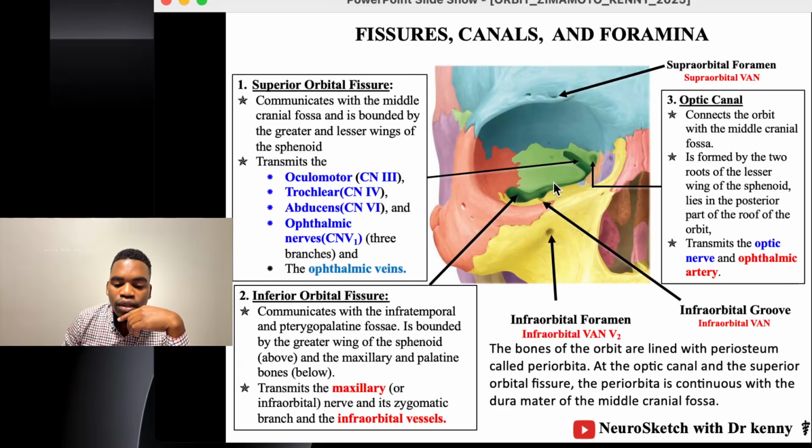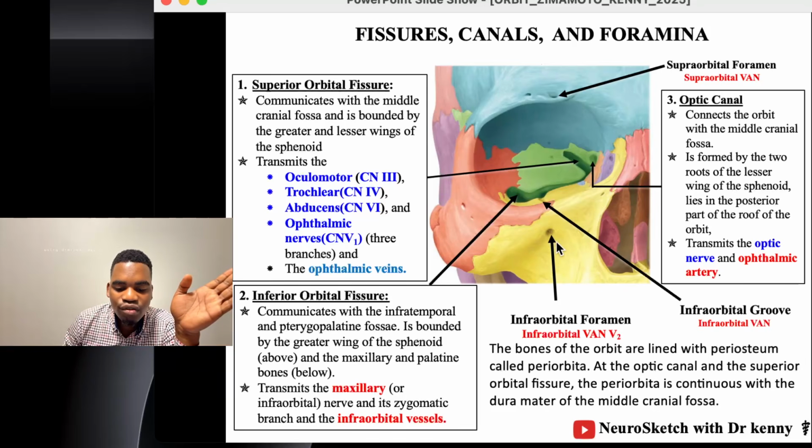Now you have another slit, because in addition to the superior you also have the inferior orbital fissure, and the inferior orbital fissure is going to be between the maxilla and the sphenoid and zygomatic bone here. And what goes through the inferior orbital fissure is actually the maxillary nerve and the infraorbital vessels. Okay, so you have the maxillary nerve giving the infraorbital nerve, and the infraorbital nerve is passing through this groove together with the vessels, the infraorbital vein and artery, and then they're going to pass through the infraorbital foramen here.